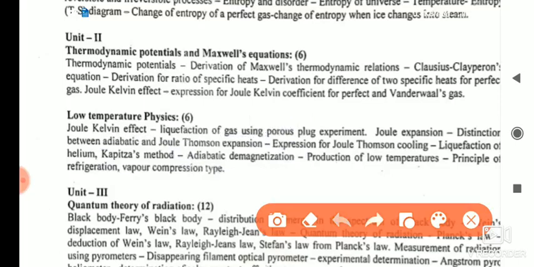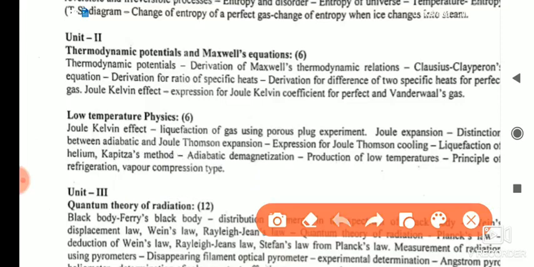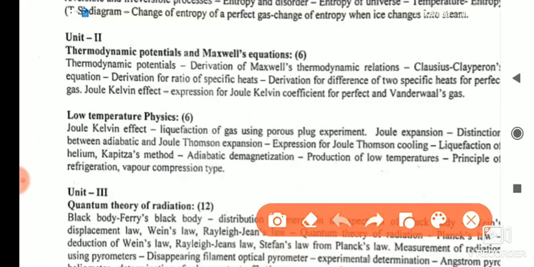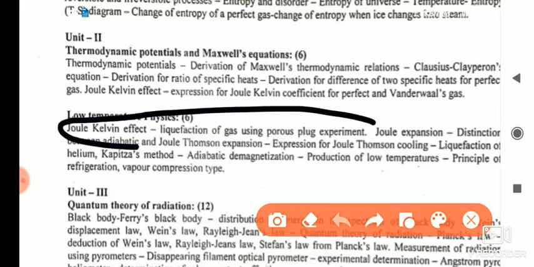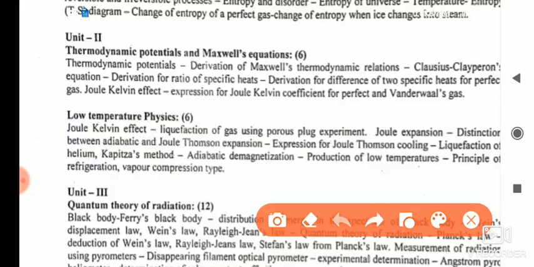Another mostly asked question is the vapor compression machine. Production of low temperatures by the principle of refrigeration and the vapor compression machine. So in the second chapter the mostly asked questions are adiabatic demagnetization and the vapor compression machine. Sometimes the Joule-Kelvin effect, the porous plug experiment and Kapitza's method. These are the important long answer questions in the second unit, second chapter.